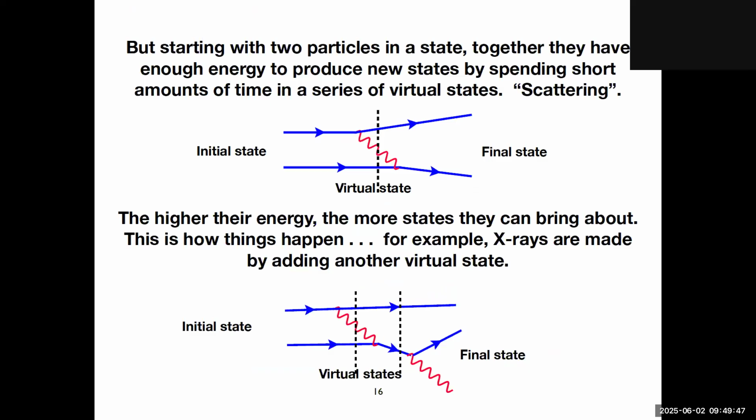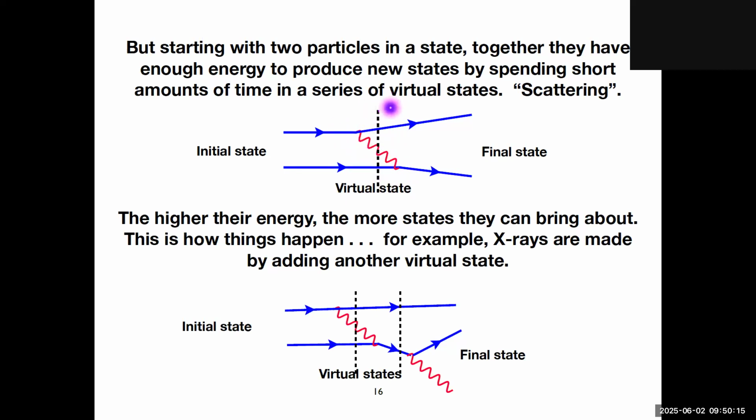But starting with two particles in a state, this is where things happen, and this is what colliders are all about. Starting with two particles in a state, together they have enough energy to produce new states by spending short amounts of time in a series of virtual states. So here we have two electrons coming in, and the virtual state is a photon.